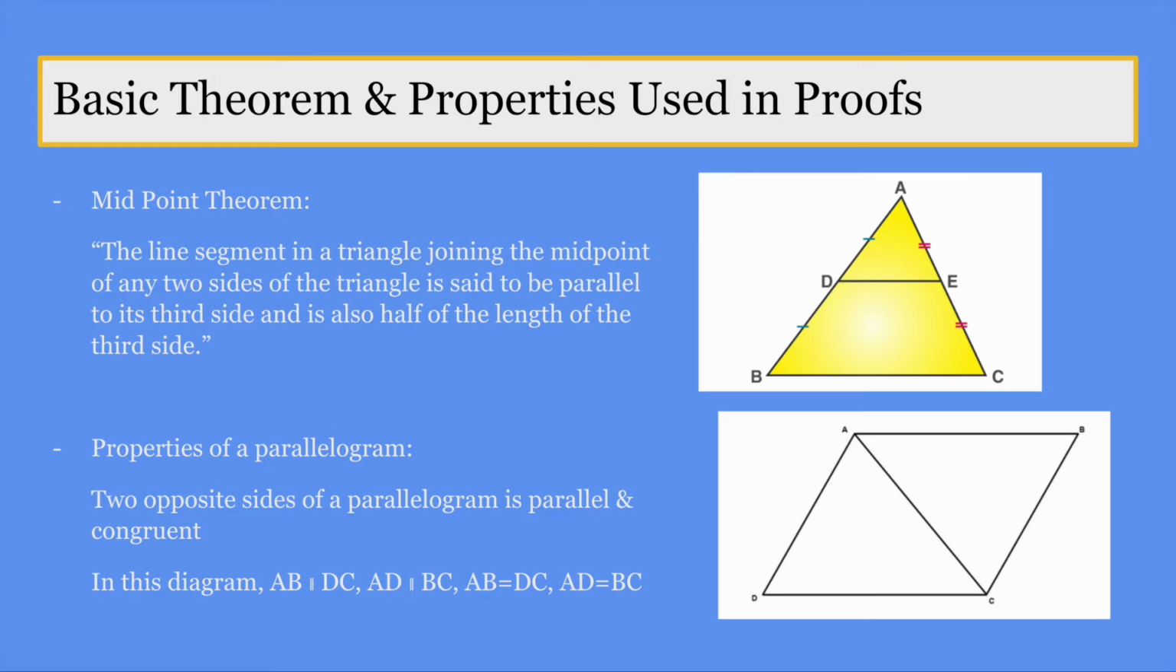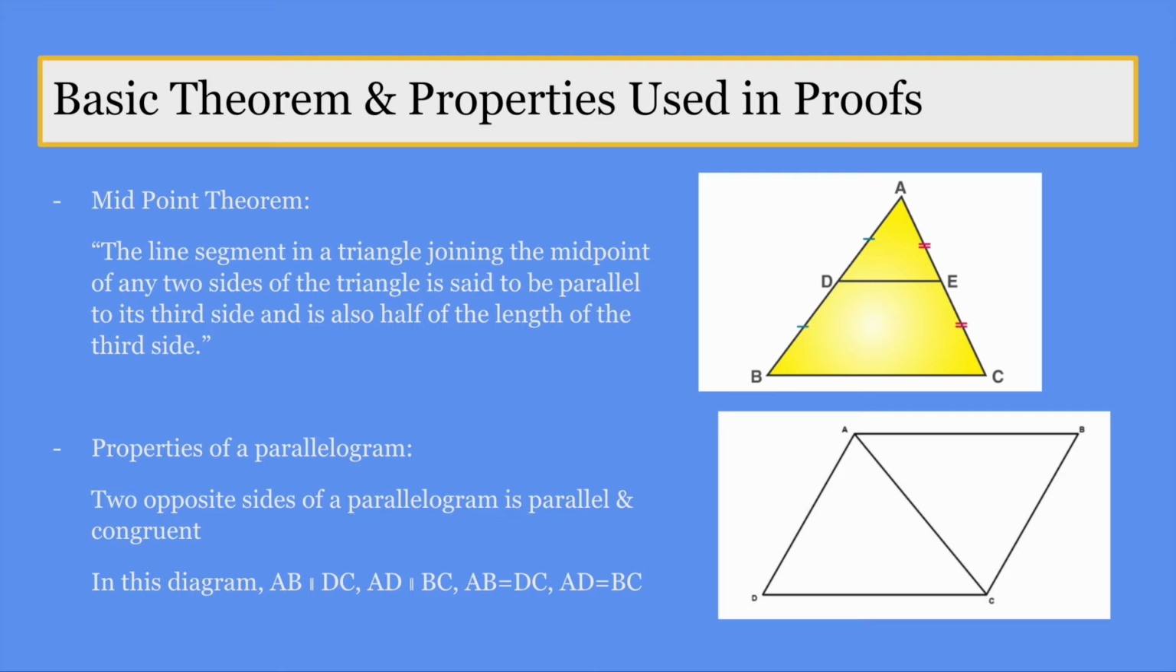Let's also take a look at basic theorems and properties used in proofs. First, the midpoint theorem. This is a famous theorem that is used frequently in geometry. It states that the line segment in the triangle joining the midpoint of any two sides of the triangle is parallel to its third side and is also half the length of the third side.